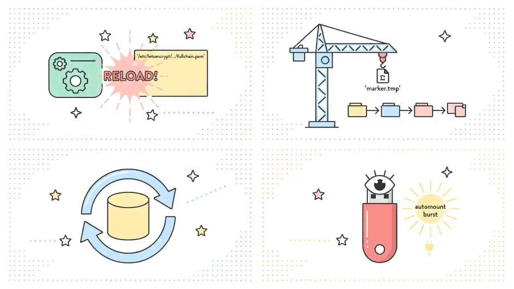Path units shine in real-world automation. Reload nginx the moment certbot writes a renewed certificate. Trigger a build pipeline when a deploy marker file lands in /tmp. Run log rotation hooks when a log file closes. Even emulate USB auto mount by watching device nodes.